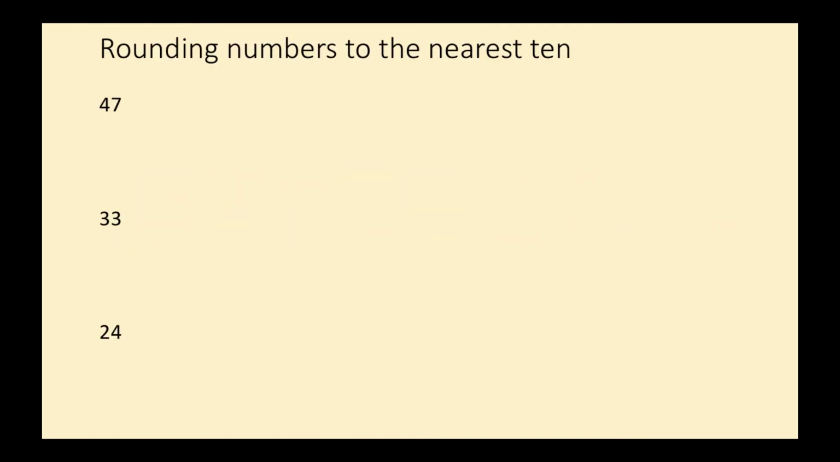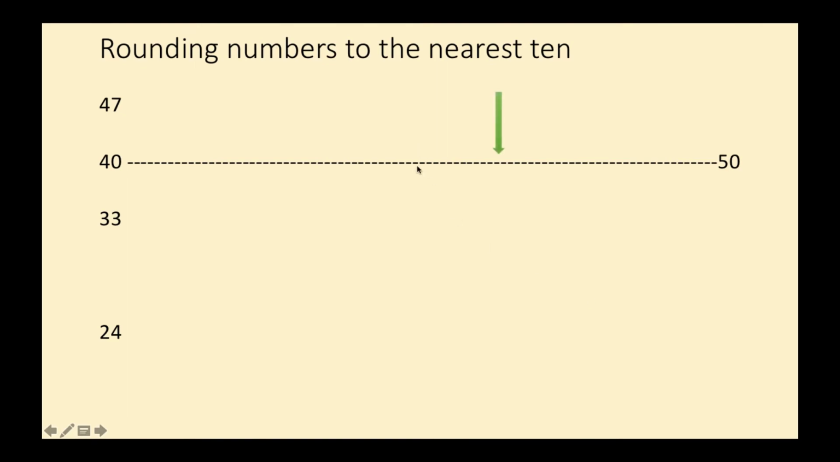So let's look at the number 47. Now, the way I like to look at this is drawing a bit of a number line. So 47 has got to be somewhere between 40 and 50, and 45 must be right in the middle there. So 47 must be somewhere around here. So that means we're going to round that to 50 because rounded to the nearest 10, it's closer to 50.